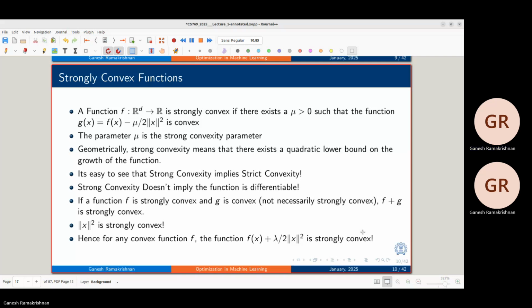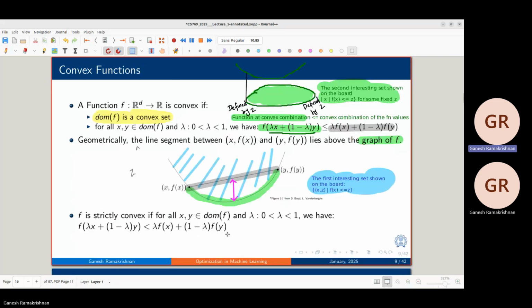I think I presented that definition in the previous slide. Yeah, here I have presented it. I forgot to mention this. f is strictly convex if for all points in the domain, f of lambda x plus 1 minus lambda y, the point on the line segment, is strictly higher. It turns out that if a function is strongly convex, then it must be strictly convex. How do you prove that?